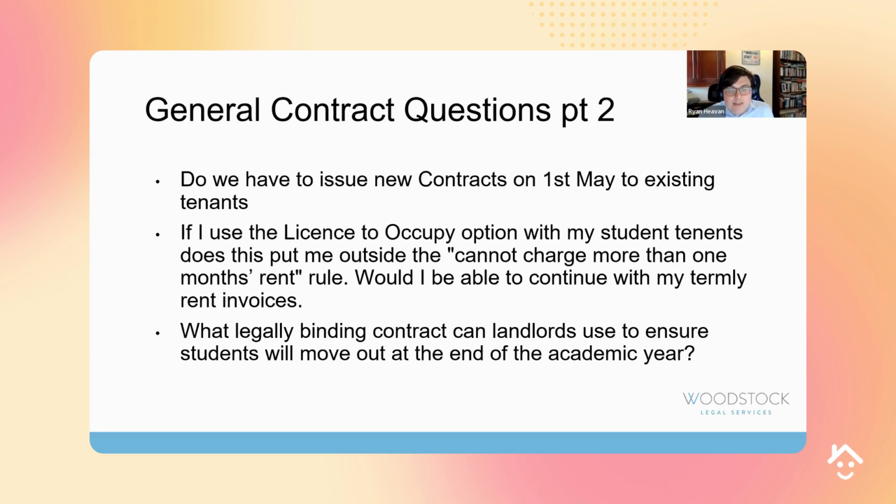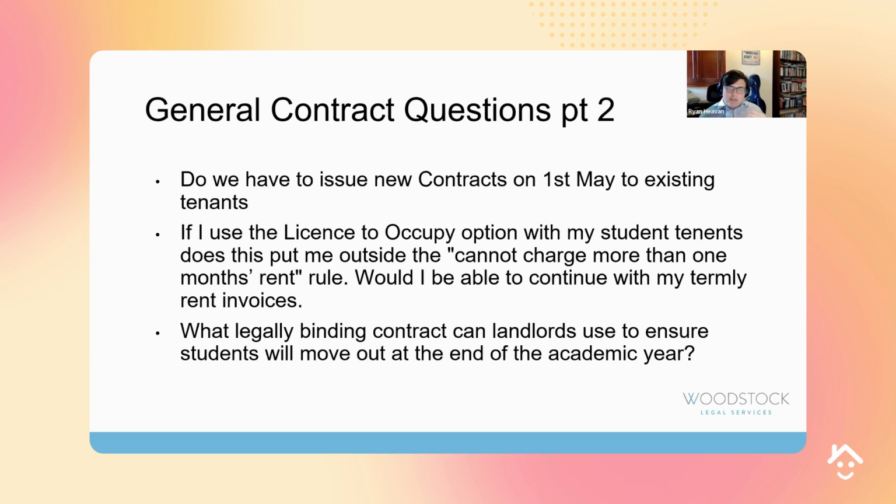What legally binding contract can landlords use to ensure students will move out at the end of the academic year? I like this question, and I could have edited out the words legally binding, because the landlord asked this question because they want something that's robust. I'm afraid to say the thing doesn't exist. You can only issue those three types of contract: assured tenancy, non-housing tenancy if an exemption applies, and licenses if you've taken proper legal advice and you are providing services.